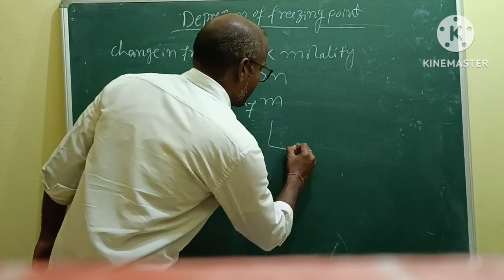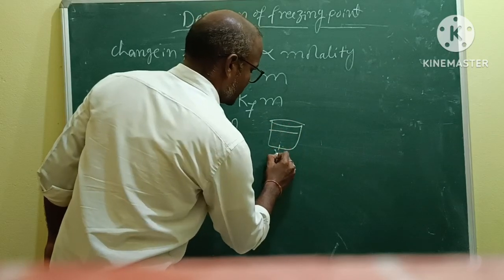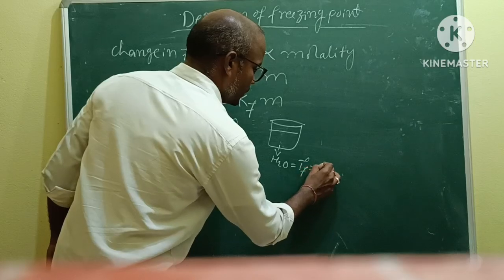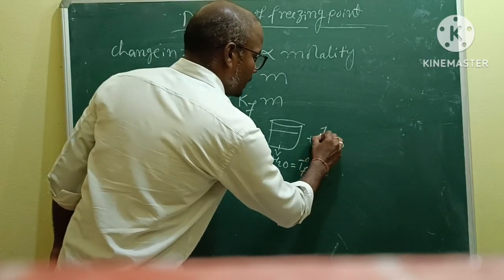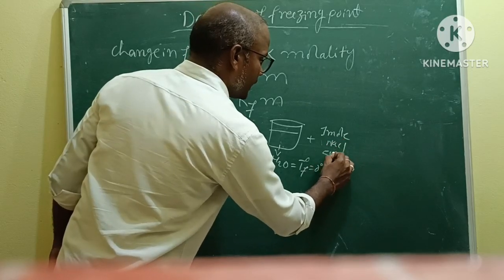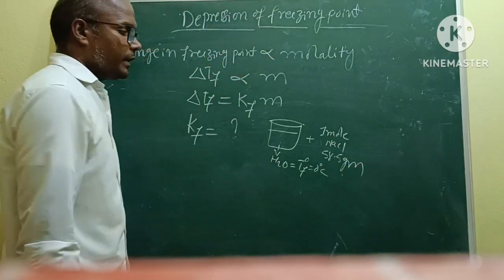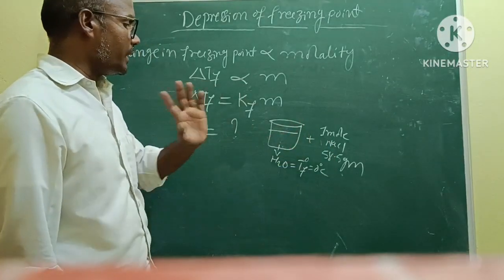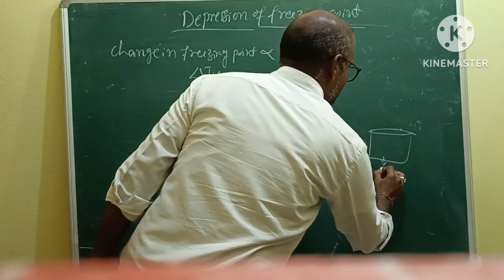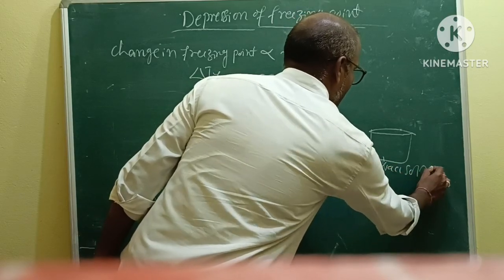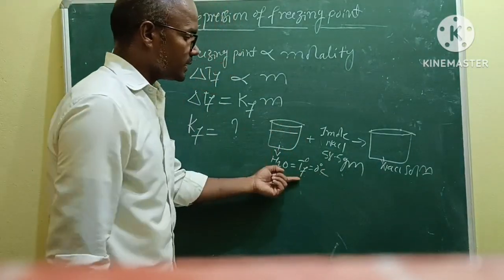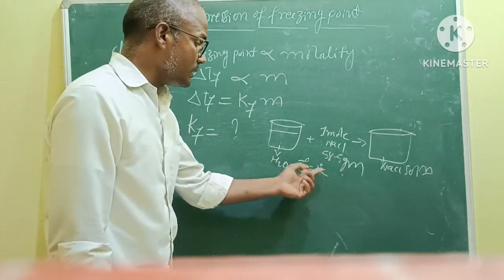For example, if I use the solvent H2O, we know the T naught F, that is the freezing point, is 0 degrees Celsius. Right? In which if we add 1 mole of NaCl, that is 58.5 gram, 58.5 gram of NaCl, then it turns into NaCl solution, right? We know the T naught F is 0 degrees Celsius.